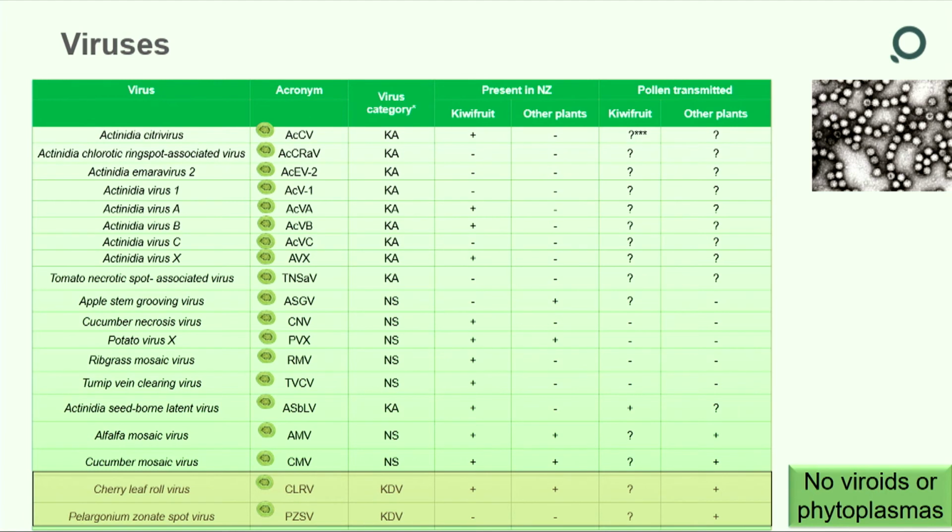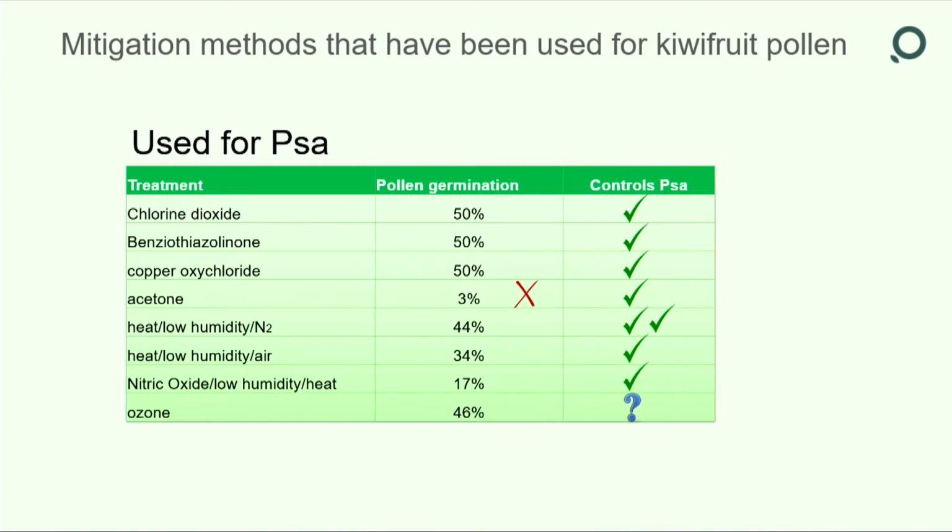And there's no viroids or phytoplasmas yet been found on kiwifruit. So mitigation methods that have been used for kiwifruit pollen include chlorine dioxide in this whole great big list. The one that worked quite well but mainly killed the pollen was acetone, so that's not a very effective treatment. And the one that worked best was actually the combination of heat, low humidity, and nitrogen. And the nitrogen was used to provide a non-aerobic environment.